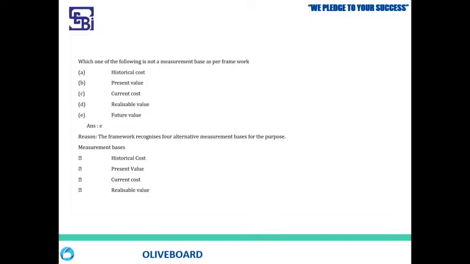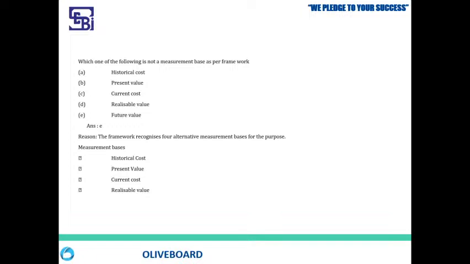So what are all those bases that have been mentioned in the framework? The framework has given four bases: historical cost, present value, current cost, and realizable value. Future value is not there. You cannot say that in future it will be like that, so I'll be valuing now, or the cash flow would be like that, so I'm doing it like this.